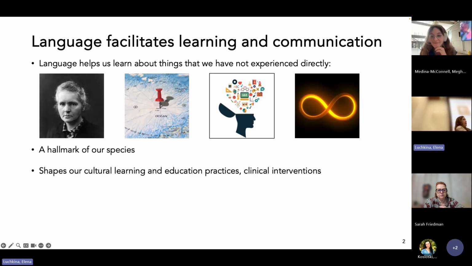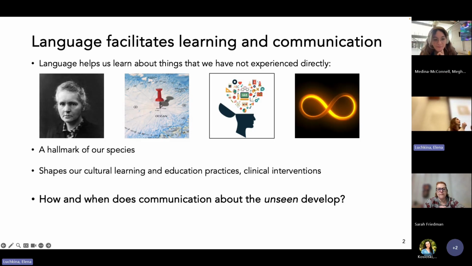This is what we want to be able to do with language. And so the questions that I'm asking here, and today I'm going to be taking a more applied approach here.